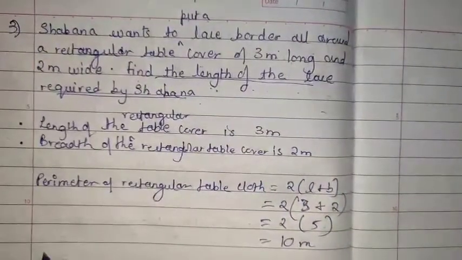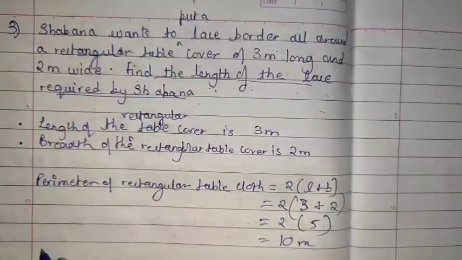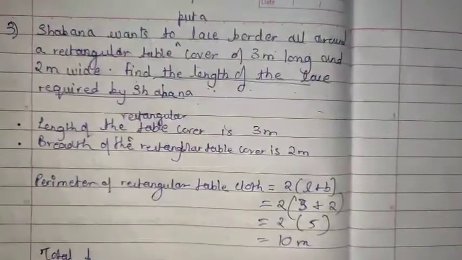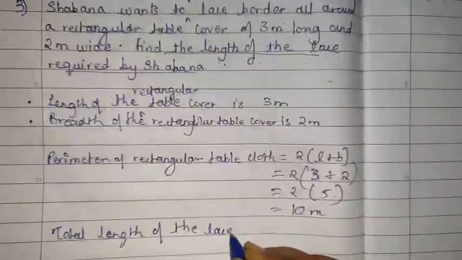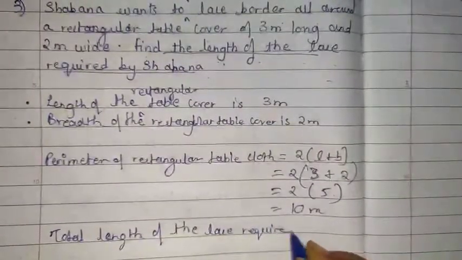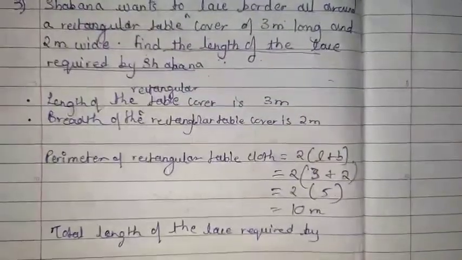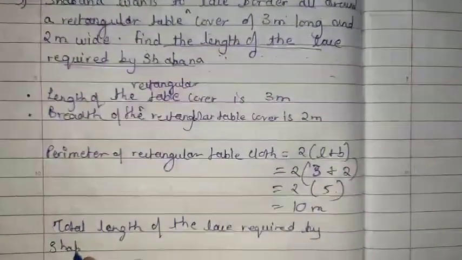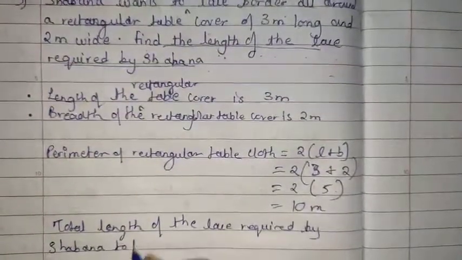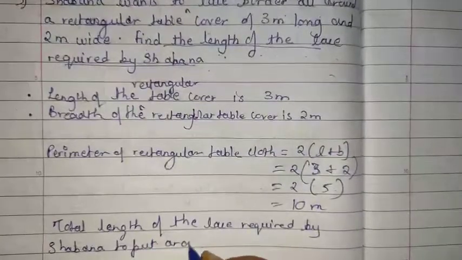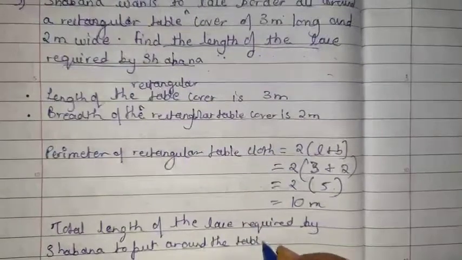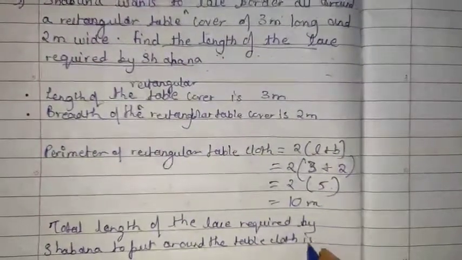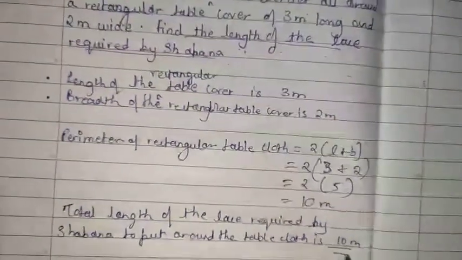Let's write the final statement. So the total length of the lace required by Shabana to put around the rectangular tablecloth is 10 meter.